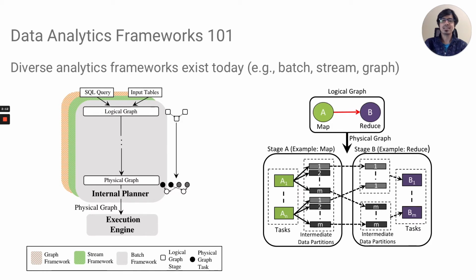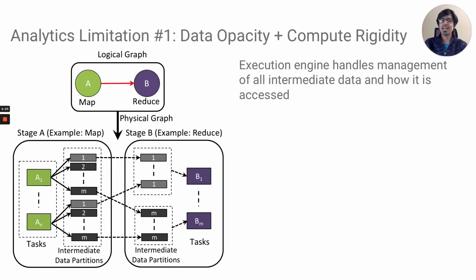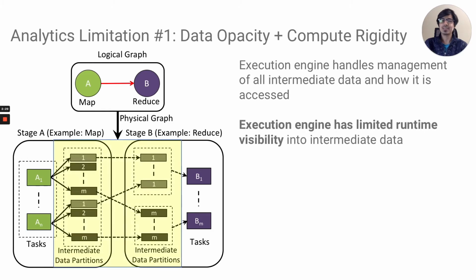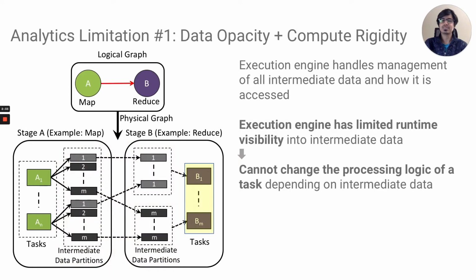Let us now look at the limitations of today's frameworks in the context of batch analytics. Similar limitations arise in the context of graph and stream analytics as well. As we've seen, the execution engine does the intermediate data management. However, it has limited runtime visibility into intermediate data, and thus it cannot change the processing logic of a task based on intermediate data properties.